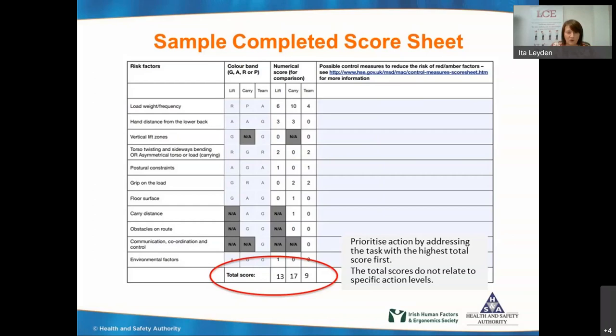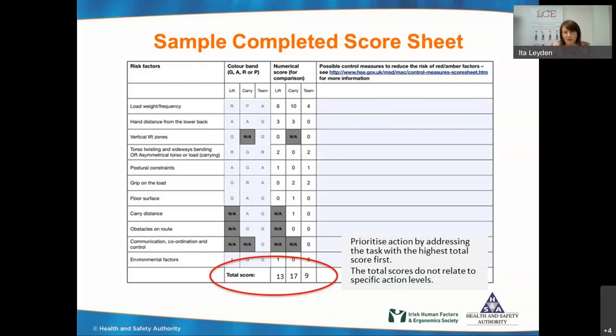One point I do want to make here is that when you are using a MAC assessment, there is a total score that is calculated. But unusually, for those who are used to risk assessment, the final score doesn't give us any indication of the overall level of risk. Your traditional approach to risk assessment is that you calculate an overall score, and then that score tells you whether something is a high, medium, or low risk.